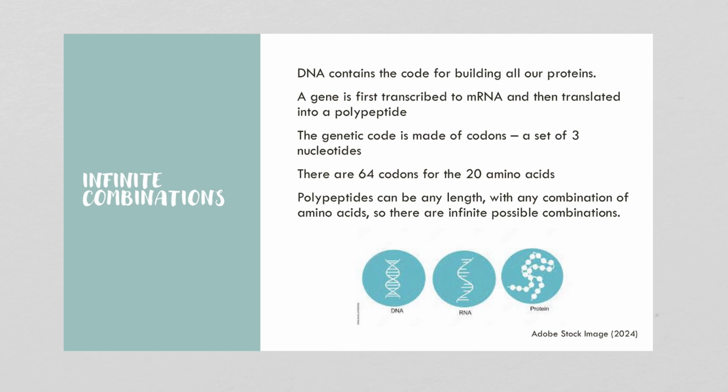So remember, I mentioned already that DNA contains the code for building all our proteins. First, a gene has to be transcribed into what is called mRNA, messenger RNA, and then it gets translated into a protein or polypeptide. The genetic code is made of codons, which are a set of 3 nucleotides. So remember, we have adenine, guanine, thymine, and cytosine. There are 64 codons for the 20 amino acids, and actually the codons are made of RNA. So it would be adenine, uracil, cytosine, and guanine.